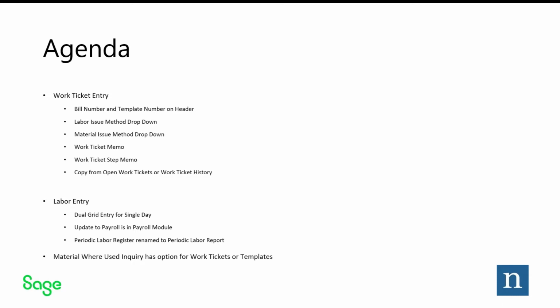Labor entry has been changed, simplified the data entry screen by using dual grid data entry for a single day, so you can enter multiple work tickets on the entry screen. The option to update to payroll is now actually in the payroll module, which means the periodic labor register, which used to be used to update the information to payroll, no longer does that. Because of that, they've renamed it to the periodic labor report.